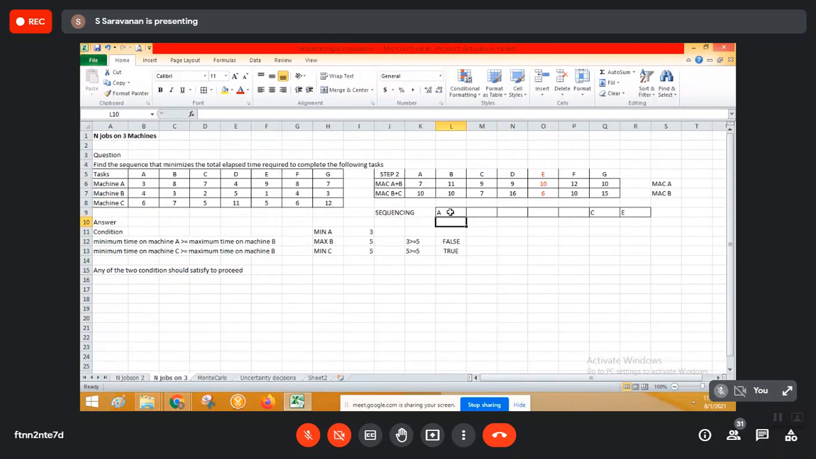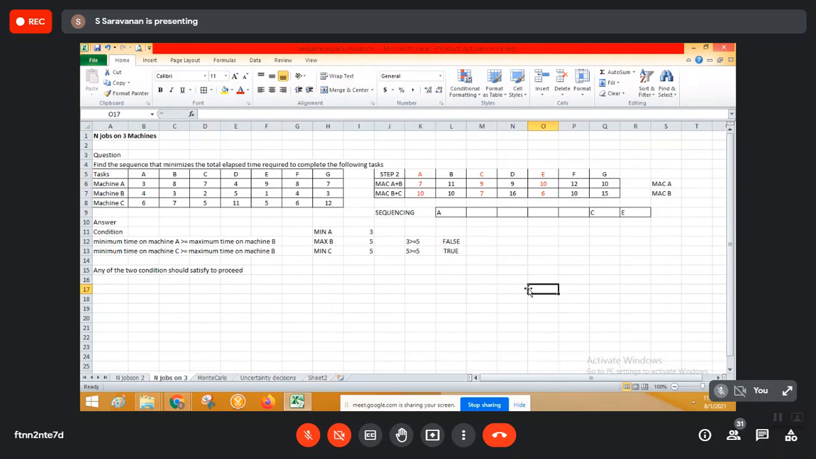So now there is a tie. There are two 7s, corresponding to A and to C activity. A activity usually starts from your left hand side, and B machine's activity starts from your right hand side. So I have taken A on the left hand side and C on the right hand side. So two activities are completed in the same go, A and C. So I have completed.